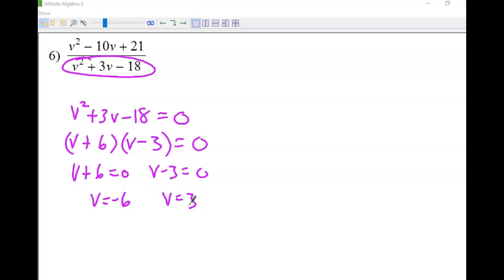So there are two values that v cannot equal. It can't equal 3 and it can't equal 6, and that's because the denominator can't equal 0. So these would be your excluded values or your extraneous solutions. Okay?